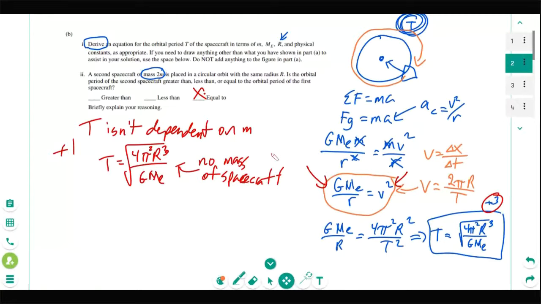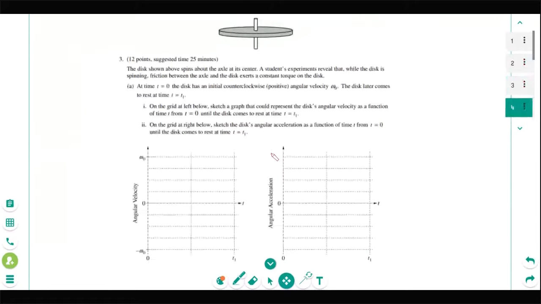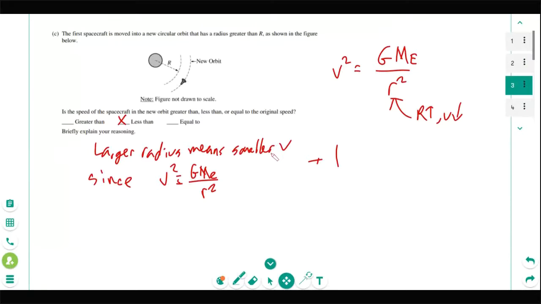Okay. All right. So we did that one. Second question. Actually, any other questions on gravity before we jump on to the next part?